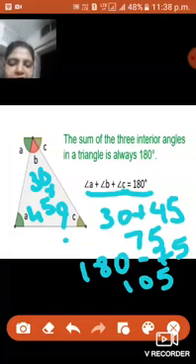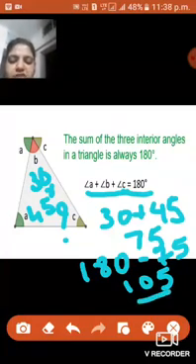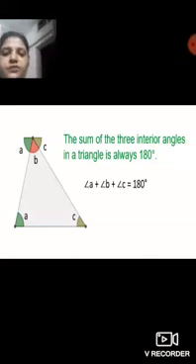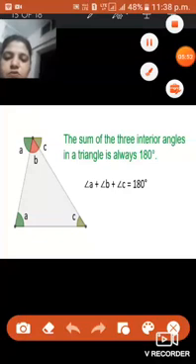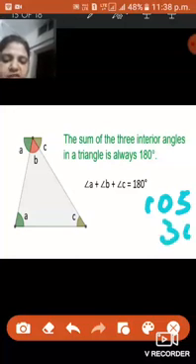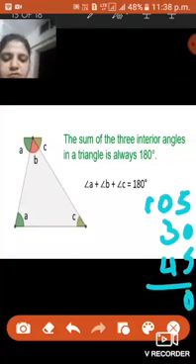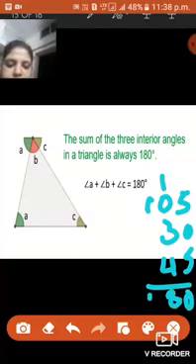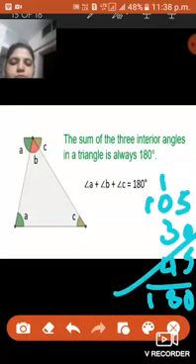So we got the answer as 105, but let's check whether the answer is correct or not. So 105 was angle C, B was 30 degree and A was 45 degree. So let's add it up. So you can see that the sum of all the angles came to be 180 degree.